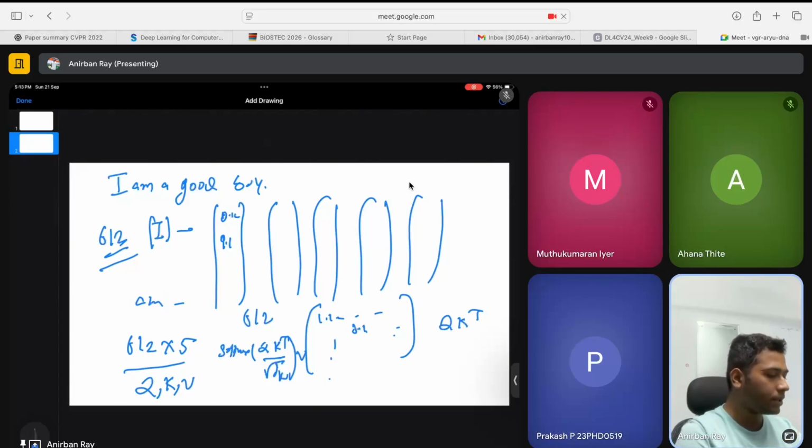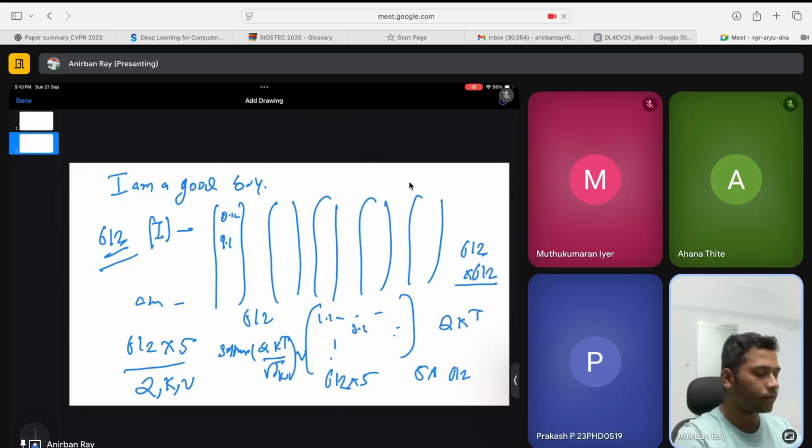So the q dimension is 612 cross 5, and the k dimension is 5 cross 612. When you multiply them, you get a matrix of dimension 612 cross 612. This dk is called the dimension of the model, which is 612. So the dimension of the embedding is equal to the dimension of the model, which is equal to dk. And so this is it.